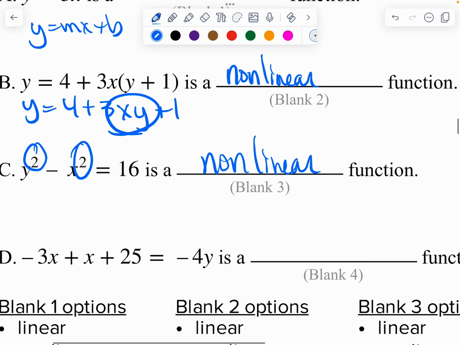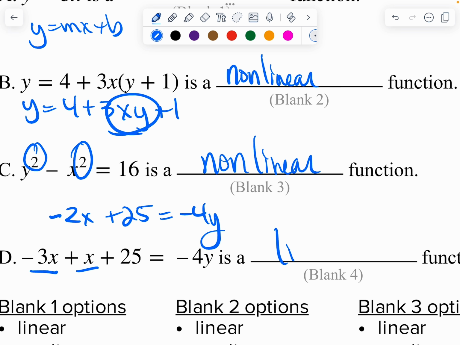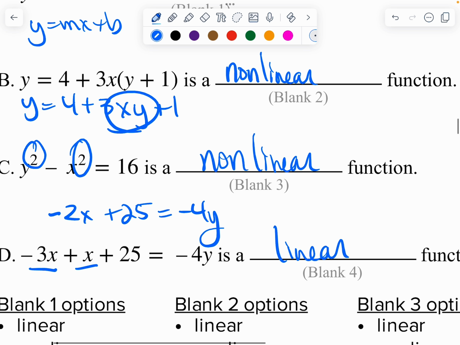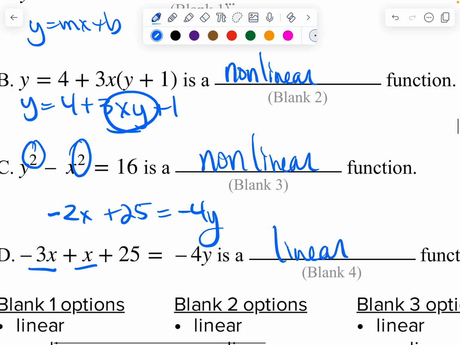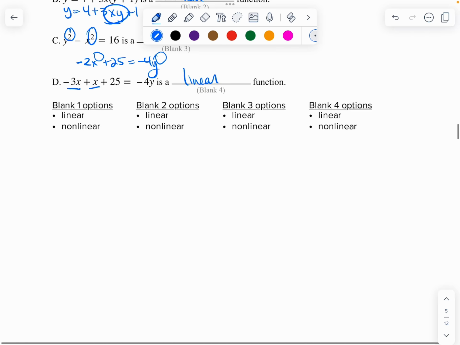Okay, this one, I can combine like terms. So negative 2x plus 25 equals negative 4y. That is linear. Has both an x and a y. They're both in the numerator. They are not in the denominator. They are not multiplied by each other. And they both have exponents of 1.